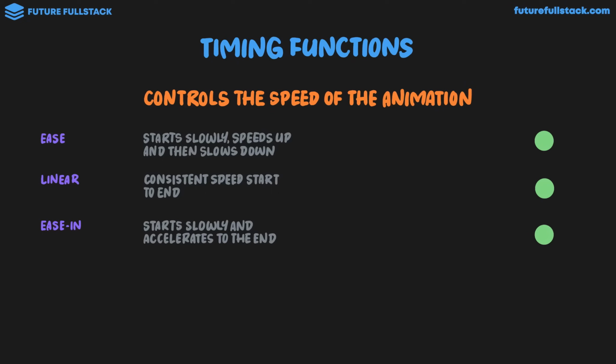The next timing function is ease out. This starts quickly and slows down towards the end. It's the opposite of ease in. In our green ball visualization, you'll see it starts very quickly and then slows down towards the end.